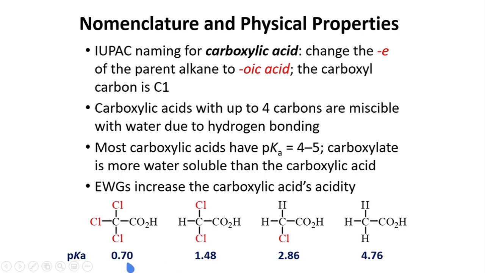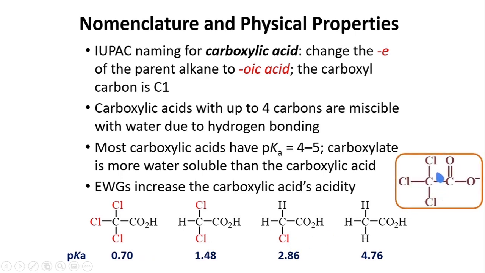The reason for this is that Cl is an electron withdrawing group, and electron withdrawing groups pull electrons by inductive effect and reduce the intensity of the negative charge at this oxygen, thus distributing the electrons among different atoms.